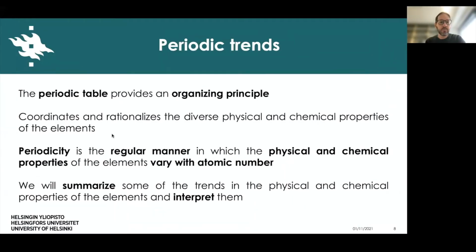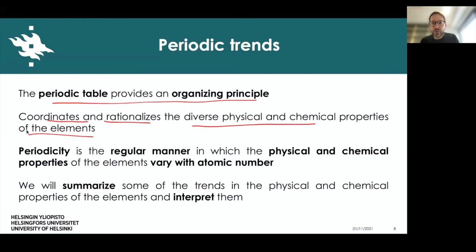All right, so the periodic table is one of the great achievements in the history of chemistry because it provides a very simple, very direct, and very effective way to organize the elements. It provides an organizing principle that enables us to coordinate and rationalize the several physical and chemical properties of the elements. This is very useful for the prediction and rationalization of different types of properties. Based on where the element is located, we can predict these properties.